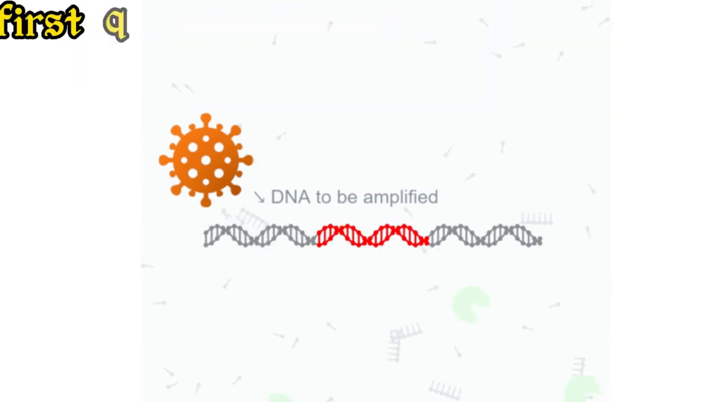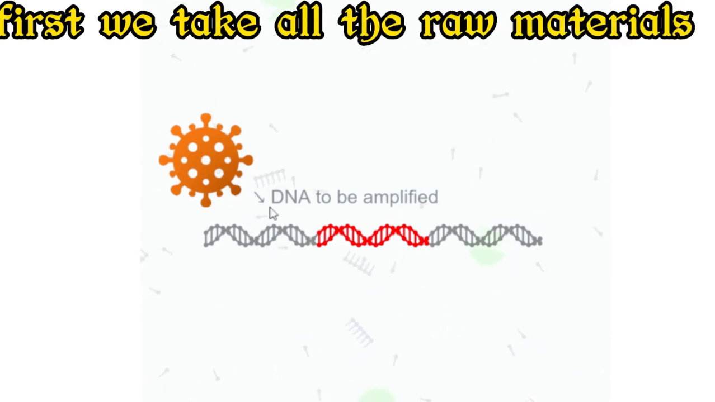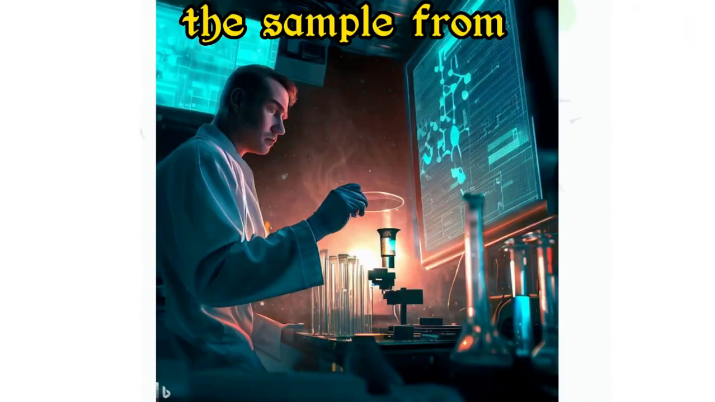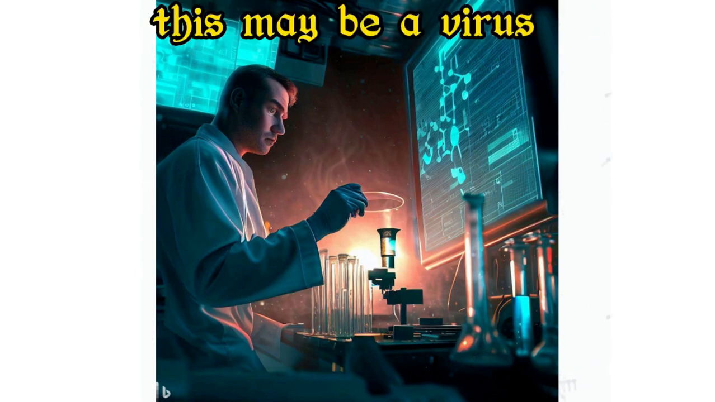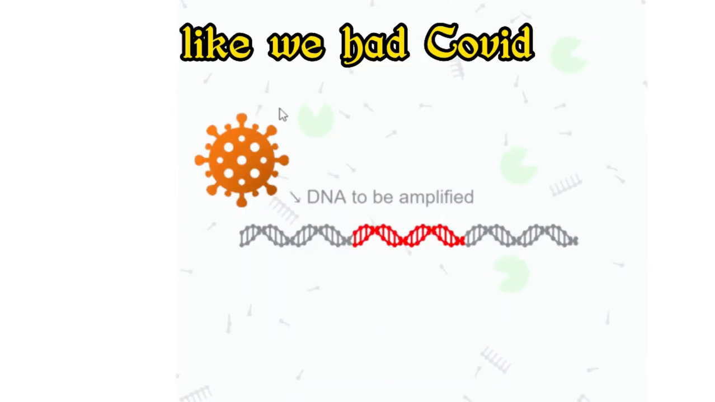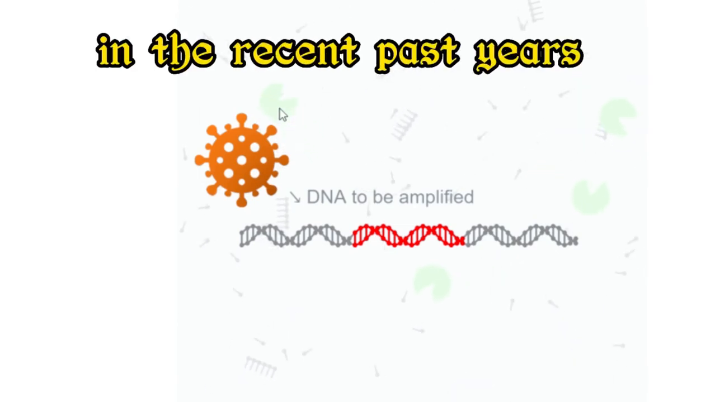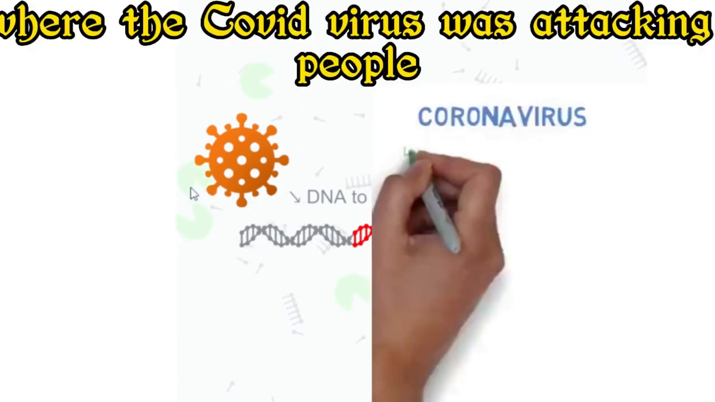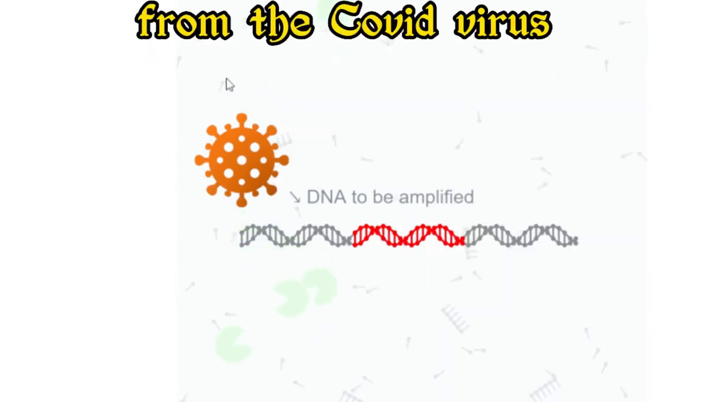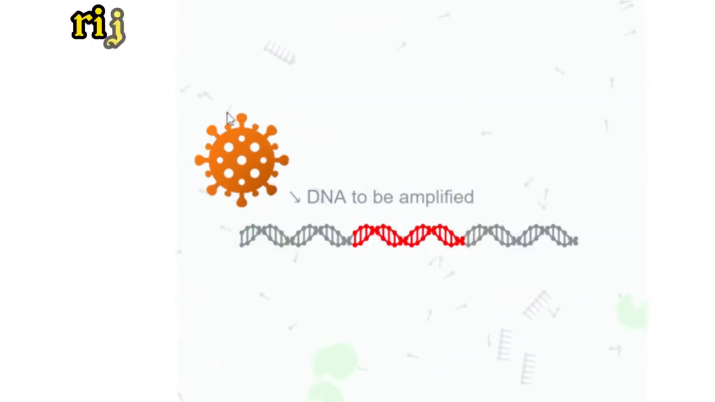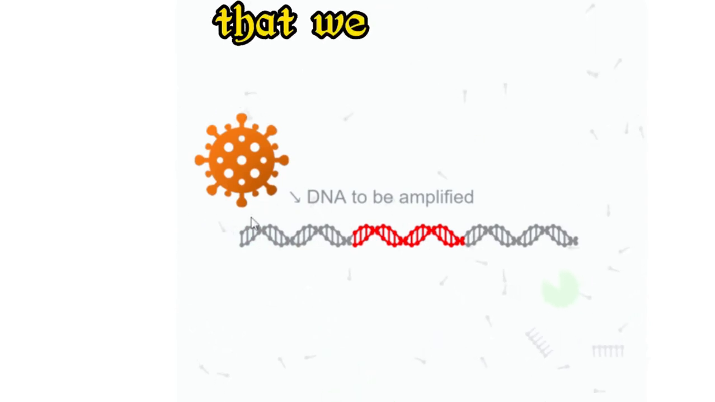So what happens during a polymerase chain reaction? Just a few steps. First, we take all the raw materials which we need, the sample from which we're going to extract the DNA. For example, this may be a virus, like we had COVID in the recent past years, where the COVID virus was attacking people. So we take some DNA from the COVID virus, right? Then this is the DNA that we have.